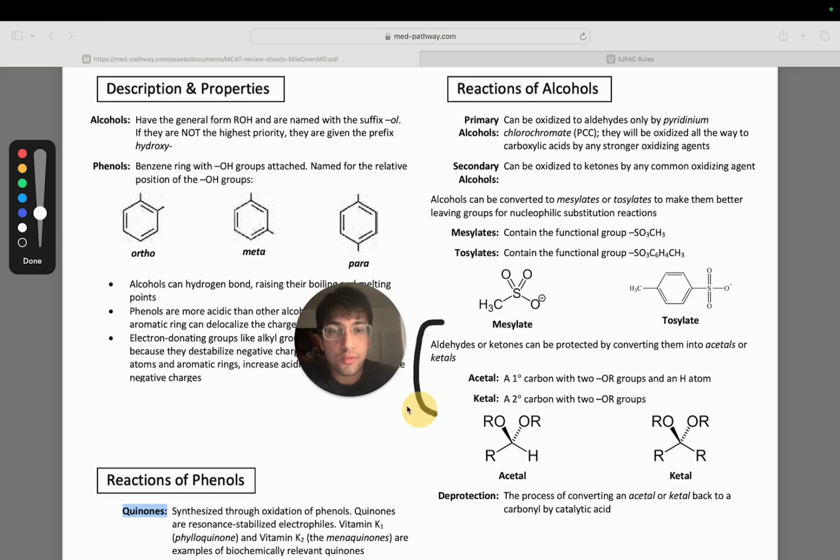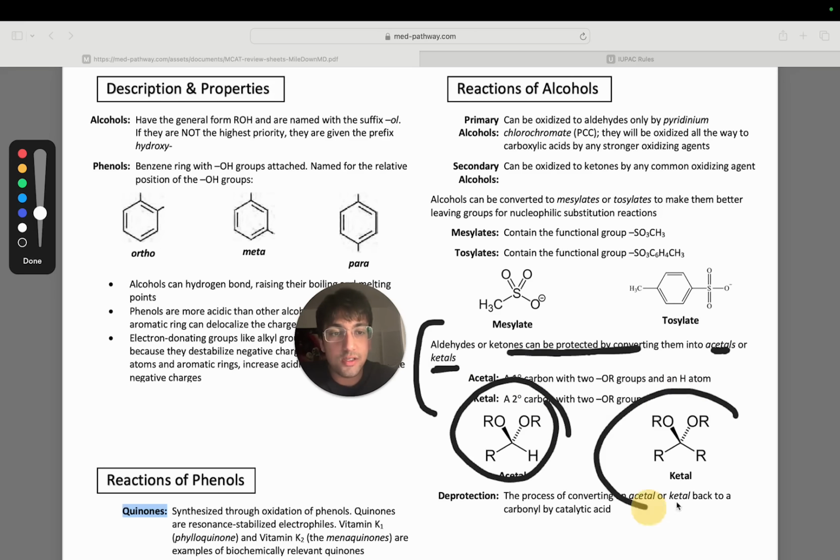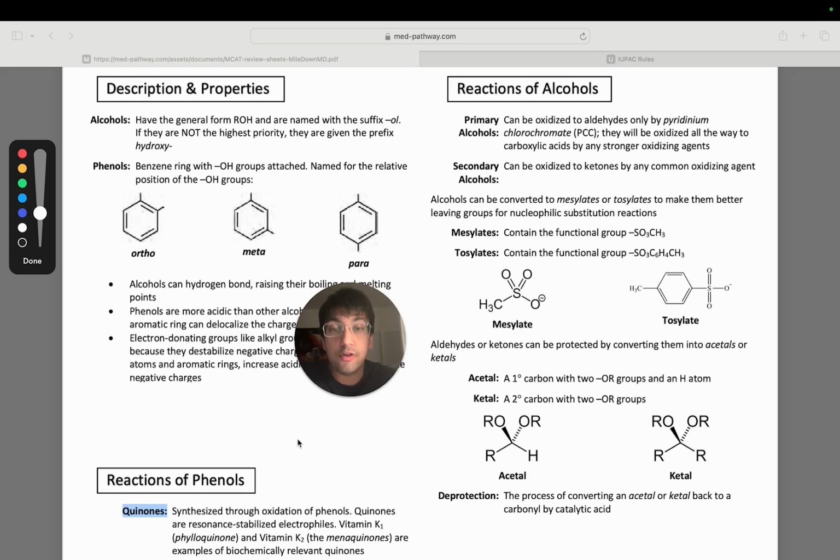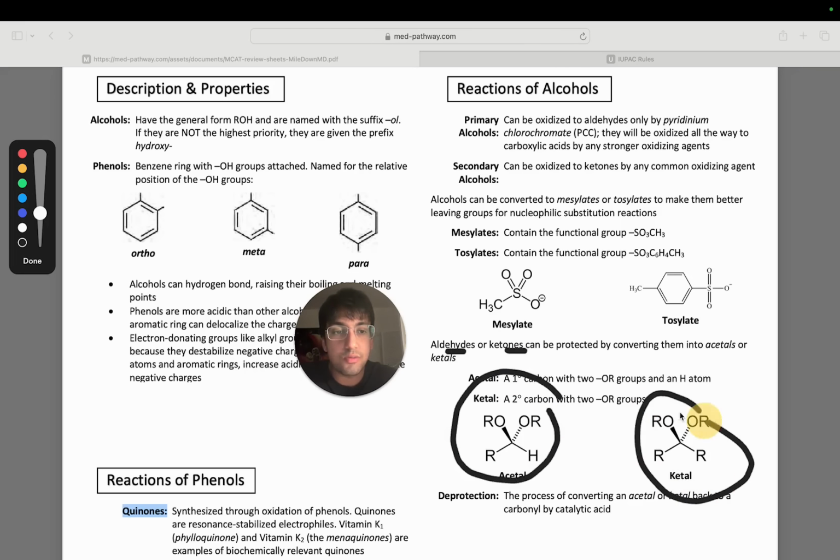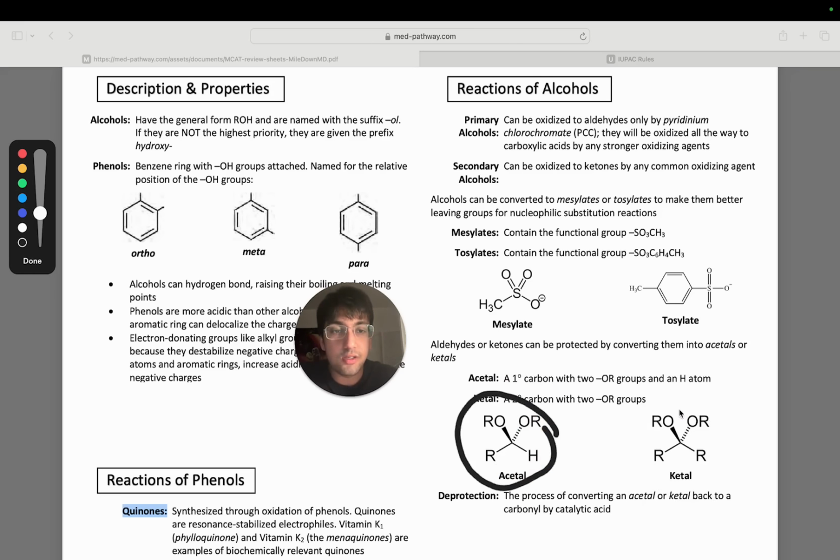So how do we protect these? Well, we protect them by converting them into acetals or ketals. Acetals look like this and ketals look like this. For the MCAT organic chemistry and for your Orgo class, this is super, super high yield. It's very important that you know what an acetal looks like, what a ketal looks like, and why converting aldehydes and ketones into these is important. For the MCAT, it's also important, but I would try to just remember what an acetal looks like and what a ketal looks like.